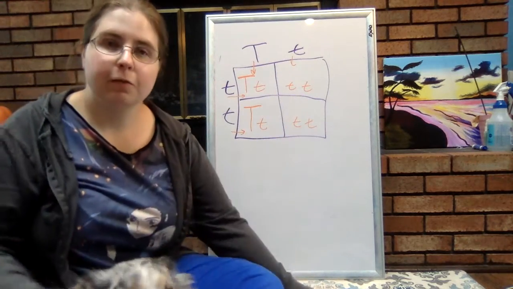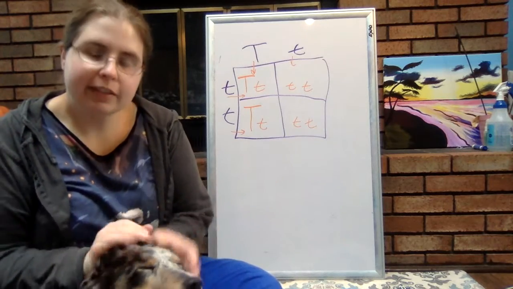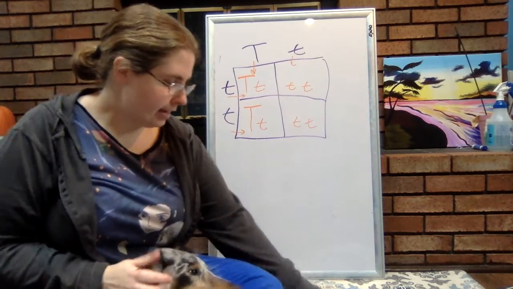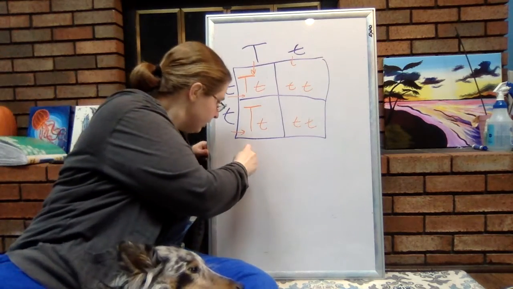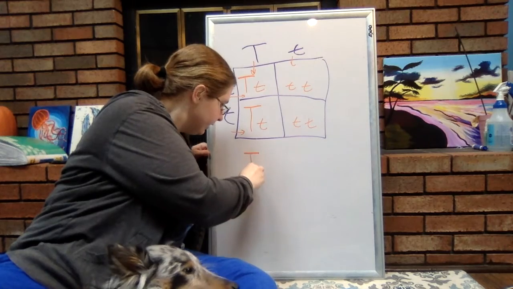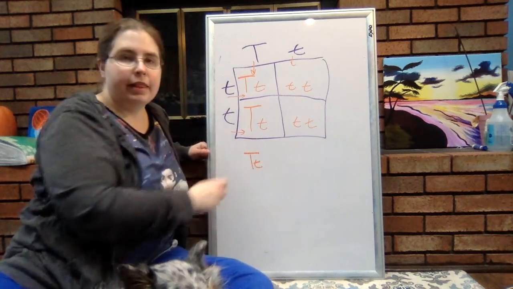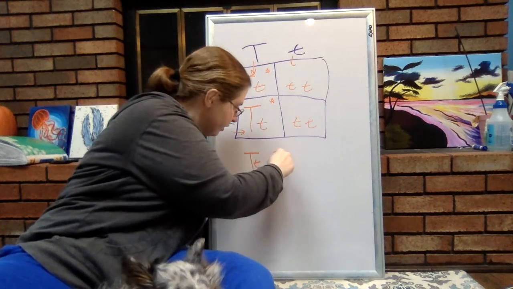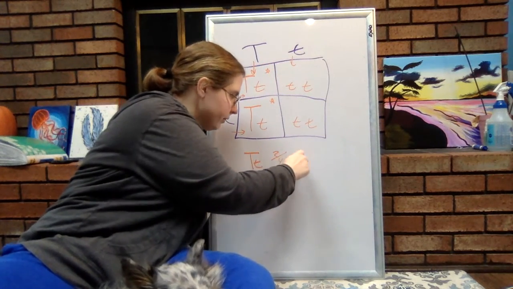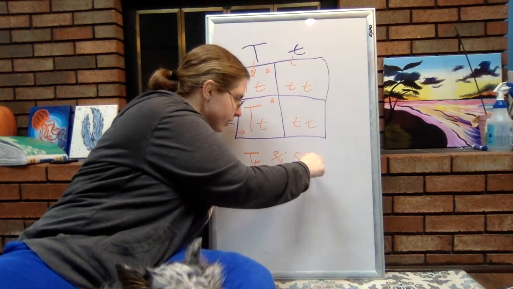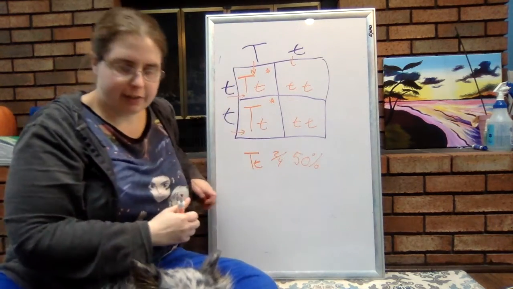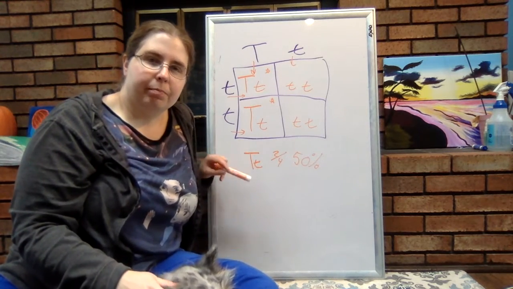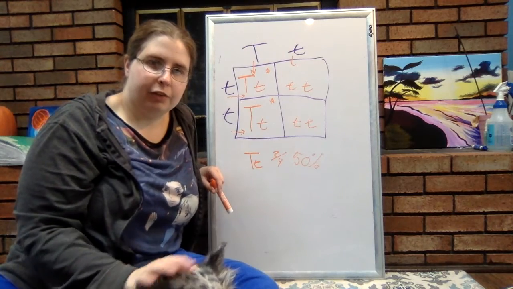So that means for our offspring, we see two possible genetic outcomes. We see an outcome of big T, little t, and that is two out of four boxes. So 2 out of 4 boxes, or 50% chance of the offspring being heterozygous. So the offspring has a 50% chance of being big T, little t as their genotype.